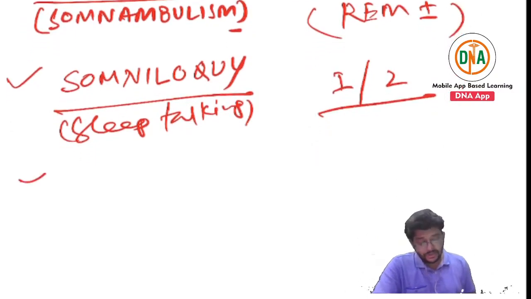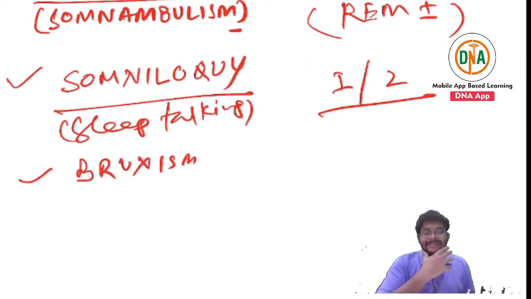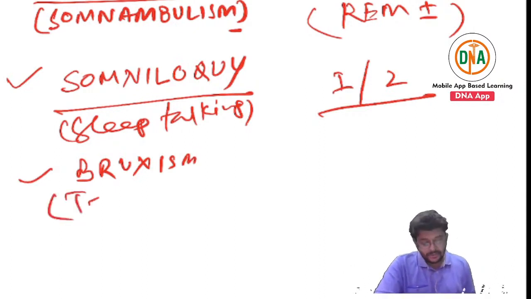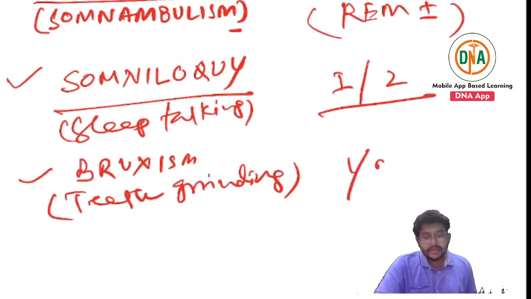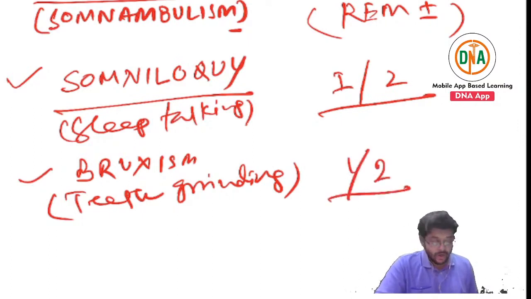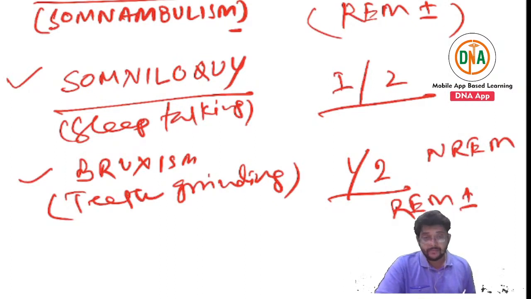The third is bruxism. Someone has asked me, bruxism is teeth grinding, like this. It is a very common friction between teeth. It is involuntary during sleep, so it happens in stage 1 and stage 2 of NREM sleep. There's a chance it may also occur in REM sleep.